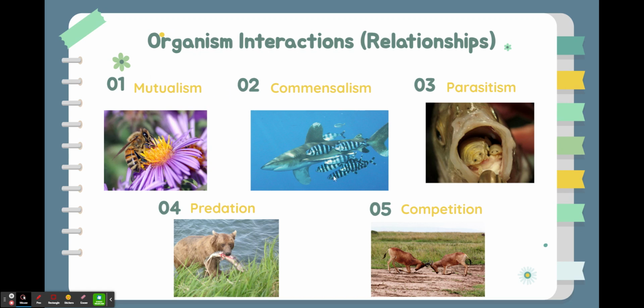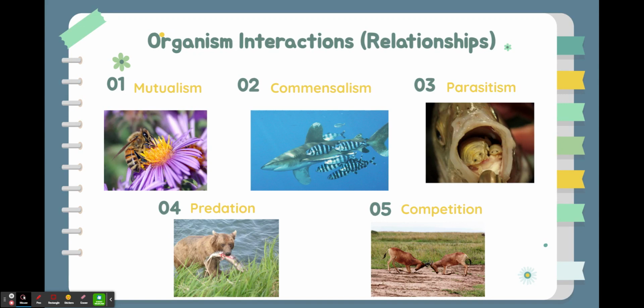Coming on over here to number 2, commensalism. Commensalism is a type of ecological relationship where one organism benefits and the other remains largely unaffected. It's simply not bothered. The example we have here is with sharks and smaller fish.